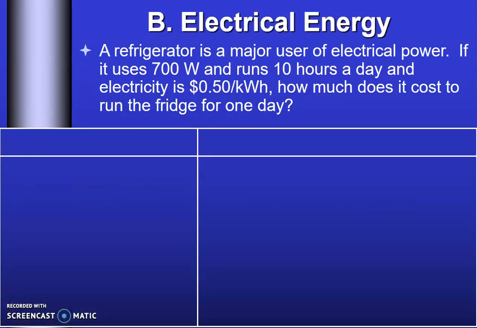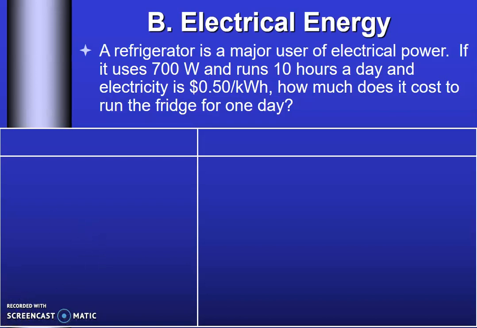A refrigerator is a major user of electrical power. If it uses 700 watts and runs 10 hours a day, and electricity is 50 cents per kilowatt hour, how much does it cost to run the fridge for 1 day? Okay, so this is an example problem where we are looking at the efficiency of this refrigerator. So how much does it cost us every day to run that refrigerator?